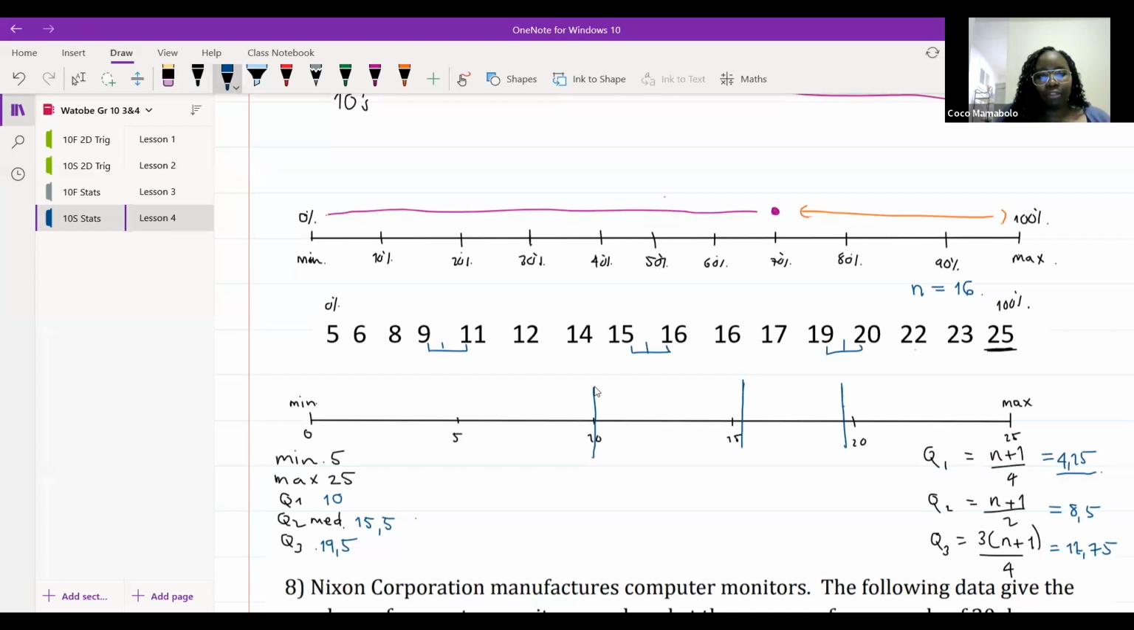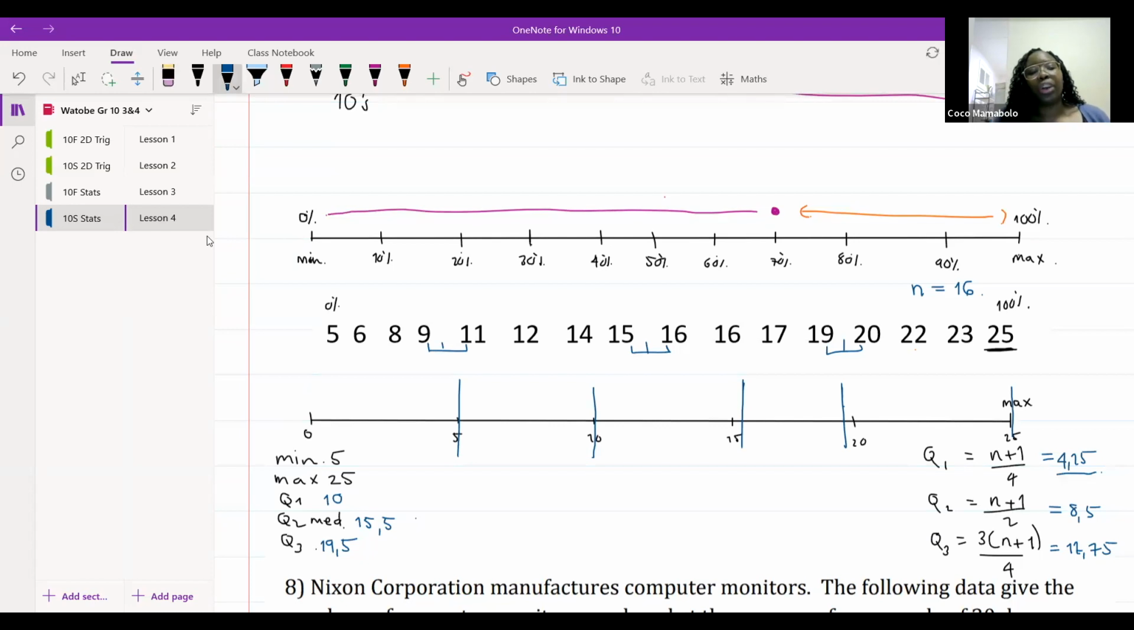And then I'm going to have my minimum all the way at the, I'm lying. Where's my minimum? My minimum is at 5. My minimum is at 5, sorry. So this is incorrect, take that away. And my maximum is actually at 25, like that.